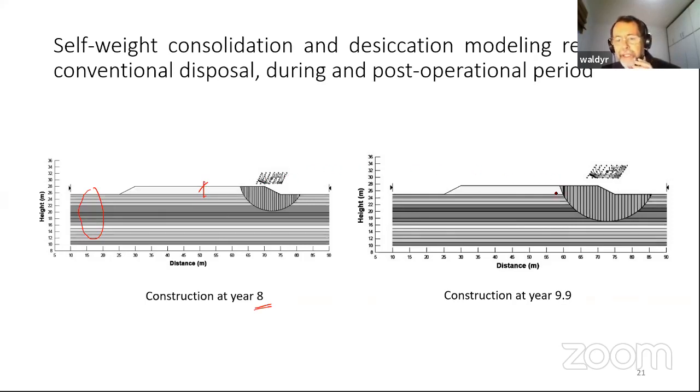When he considered doing the same work at year 9.9, or 2 years later, allowing the desiccation to happen, the factor of safety was 1.562. So a much better scenario as far as risk. So in this case, it'll be okay. And then we can maybe have a fill that is a little bit higher or taller.